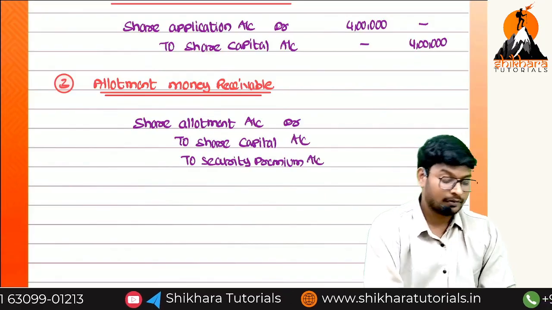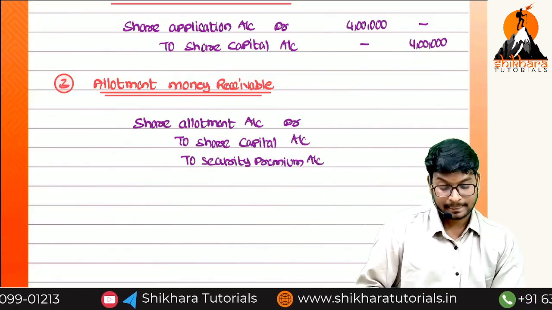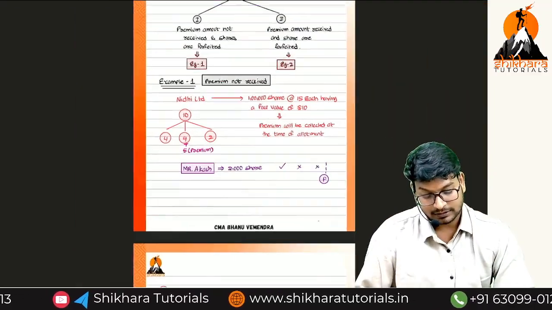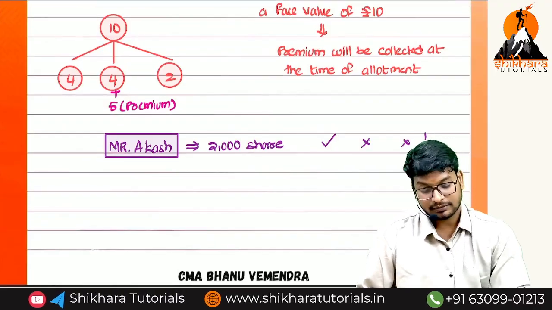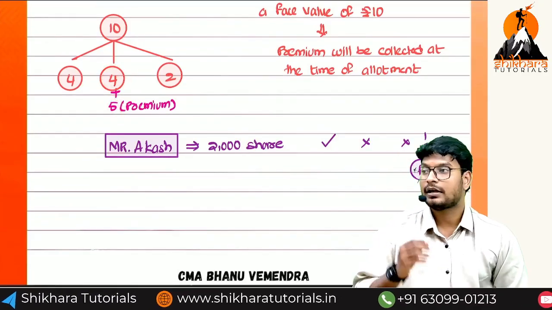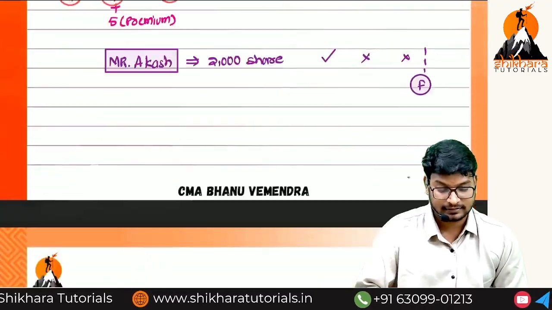Okay ma, what is the total? If you see the example, the total amount is equal to how much? 4 rupees of the face value and 5 rupees of the premium. Total we need to receive 9. And how many shares? 1 lakh shares.